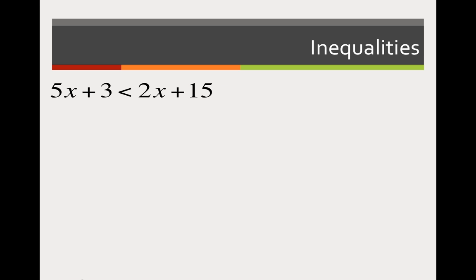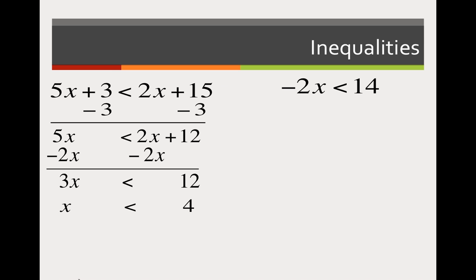5x plus 3 is less than 2x plus 15. Now, we don't have any negative values in this problem, so we don't have to worry about that rule right now. We'll simply subtract 3 from both sides, subtract 2x from both sides, and then we'll divide both sides by 3.